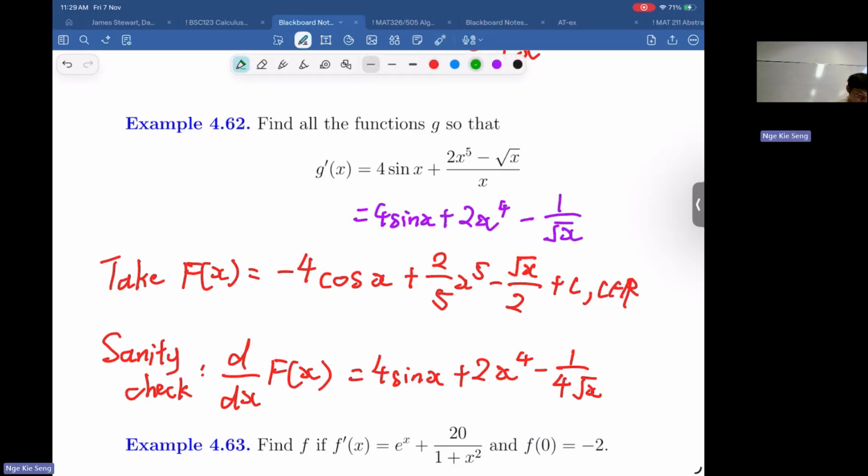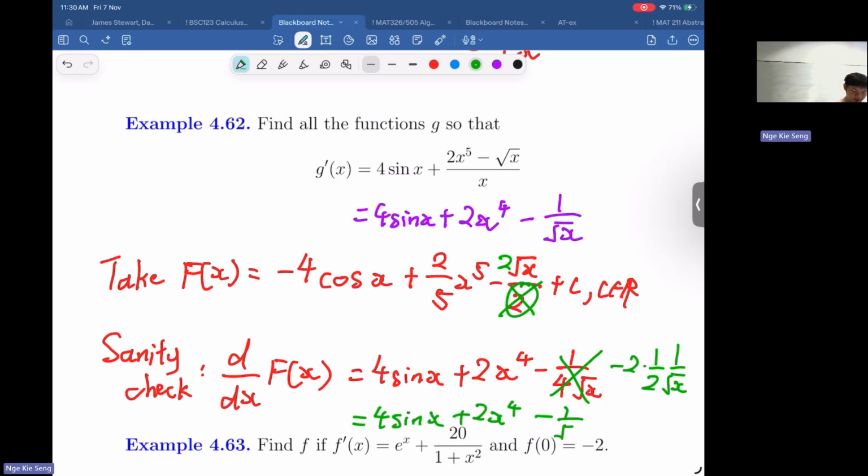Okay, so what if we make this 2 here? Then here will become minus 2 times 1 over 2 of 1 over square root x, which is 4 sine x plus 2x plus 4 minus 1 over square root x. Okay, good. So when you propose the antiderivative, make sure you differentiate to check that you get the function that you want.